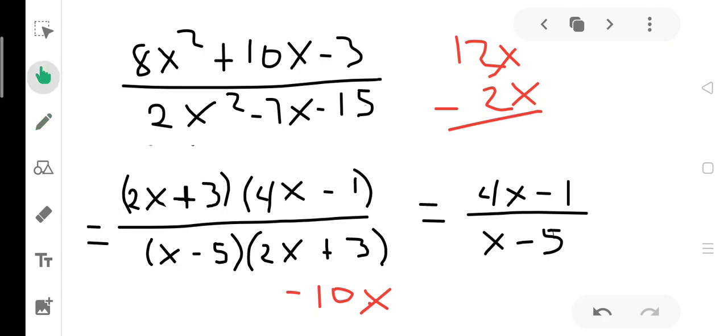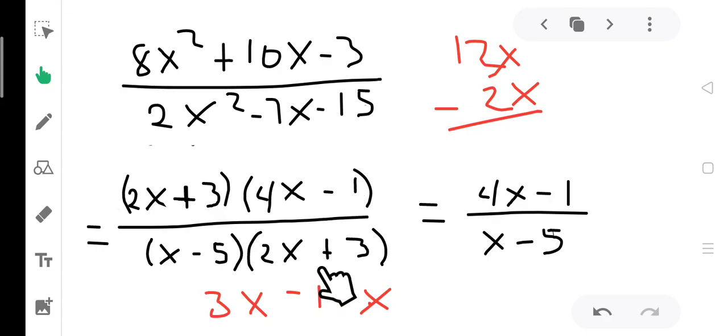And then for x times 3, we have 3x. So 3x minus 10x is negative 7x. So all the terms in the trinomial in the denominator are satisfied by these two binomial factors, meaning these are the correct factors of the denominator.